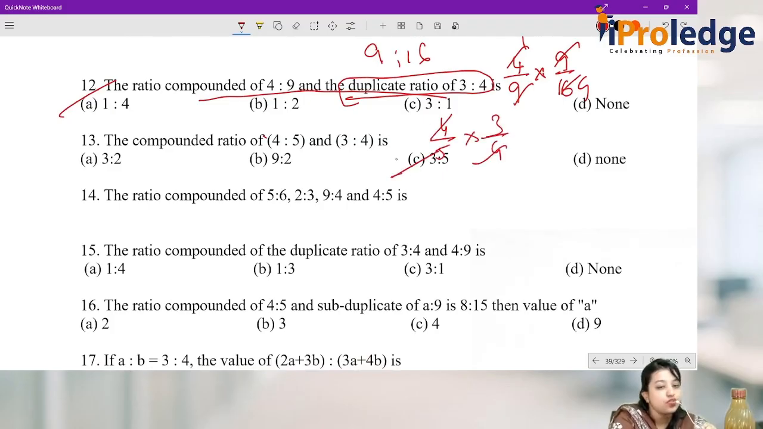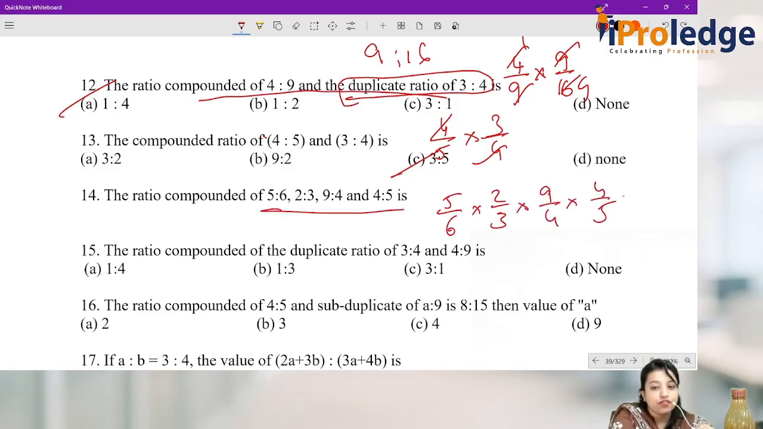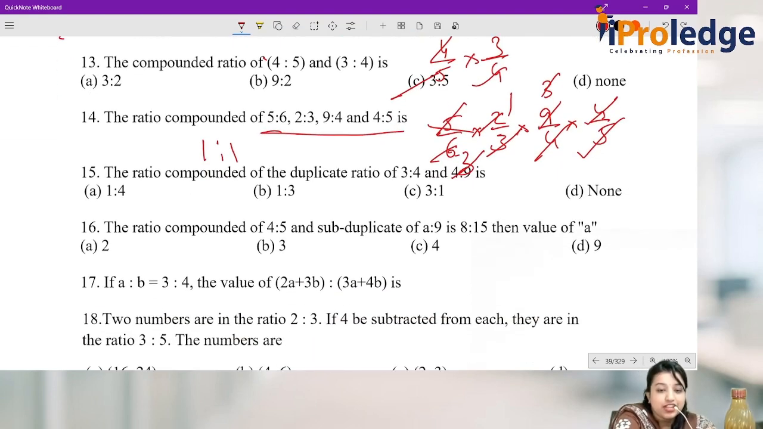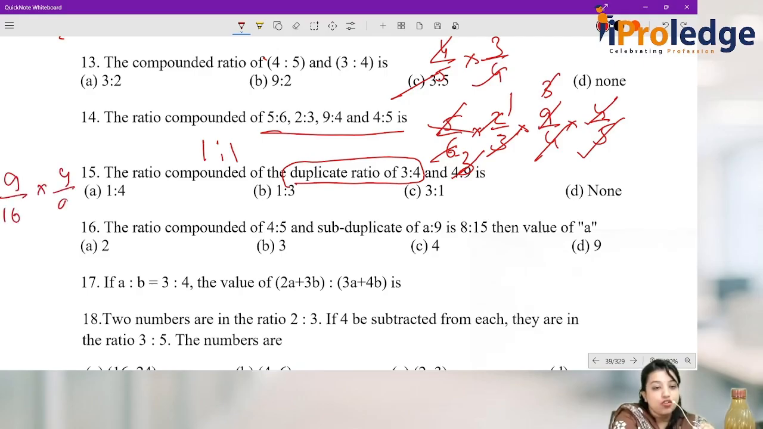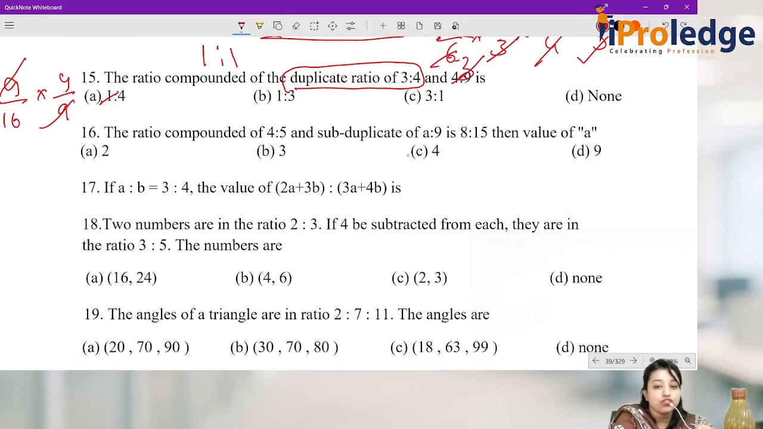The ratio compounded of 5 by 6, 2 by 3, 9 by 4, 4 by 5: 2 ones are 2, 3 threes are 9, 3 3 cancel, 1:1. The ratio compounded of, first you reduce this duplicate ratio of 3:4. So 9 divided by 16 into 4 by 9, which is 1:4. The ratio compounded question is very important. You are getting many questions on ratios for finding a value.